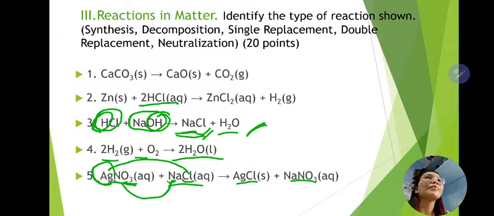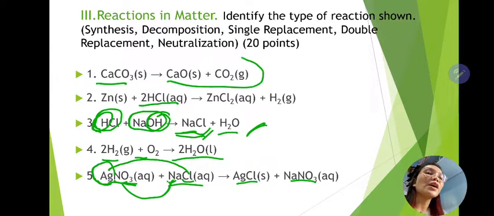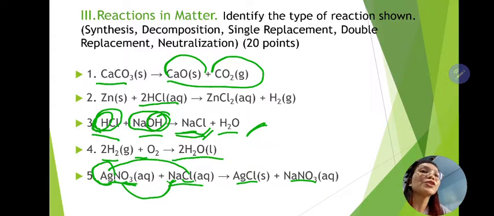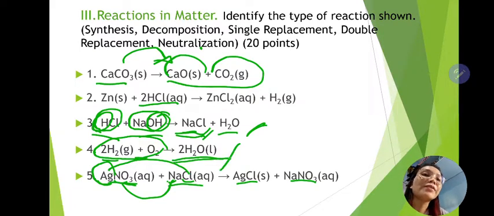Just always check the reactants and the products: what is present in the products, and what is present in the reactants. Was there a replacement? Is that single or double replacement? Do we have an acid and base for a neutralization reaction? Do we have something that broke down like this, which is called a decomposition? And from two reactants, we now have a single product. Okay?